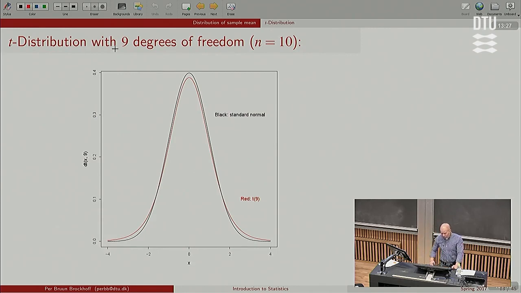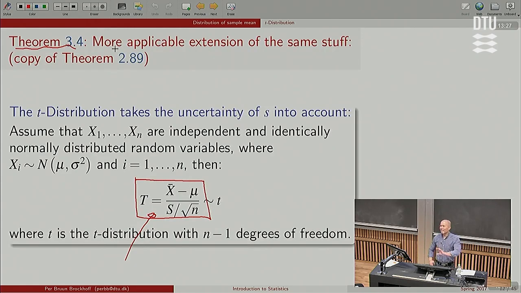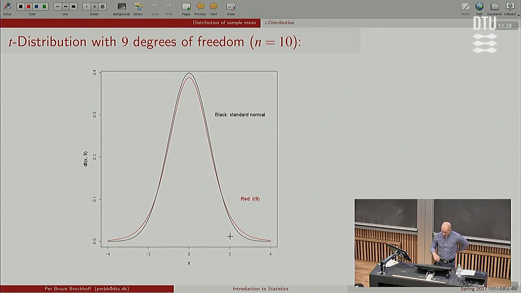The t distribution comes in different versions because it depends on the n. We use this terminology: if I have n observations, the name is the t distribution with n minus 1 degrees of freedom. Just a name specifying that there are many different t's, one for each n, basically. And here, in black, I showed you the standard normal distribution, and in red, a t distribution with 9 degrees of freedom.